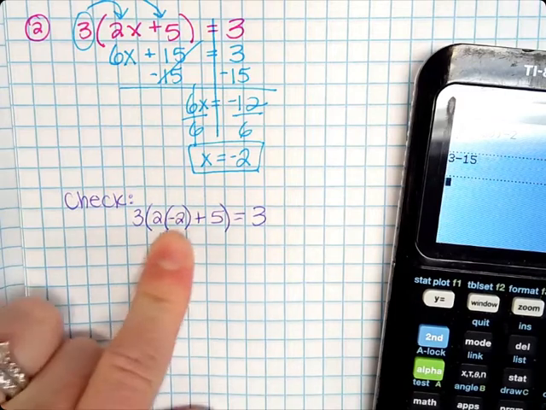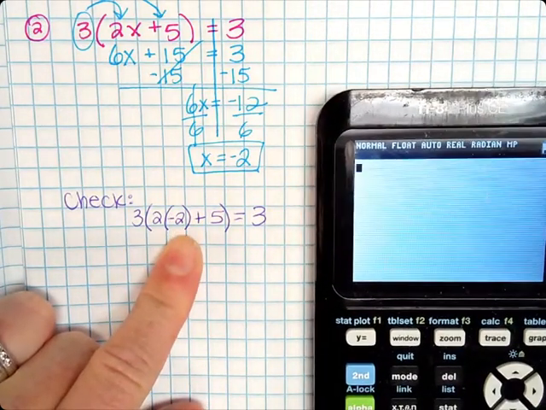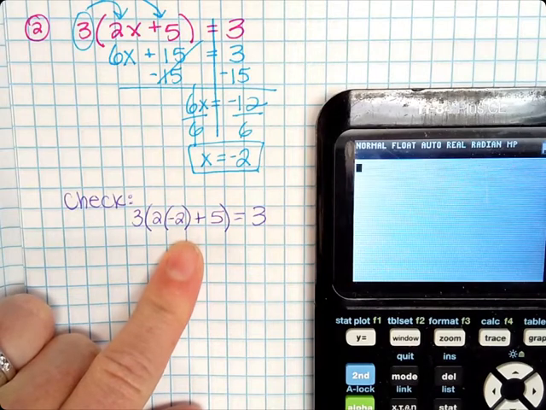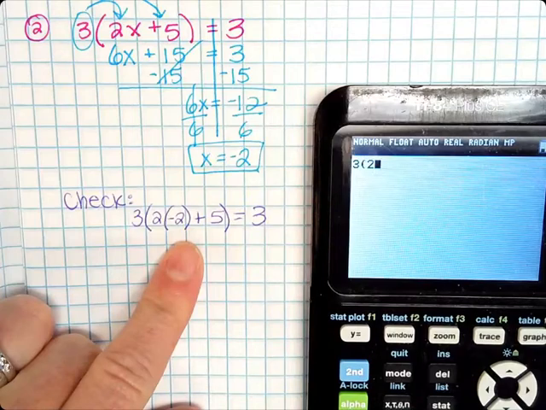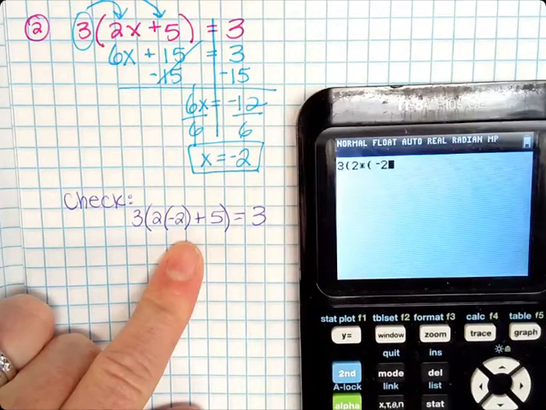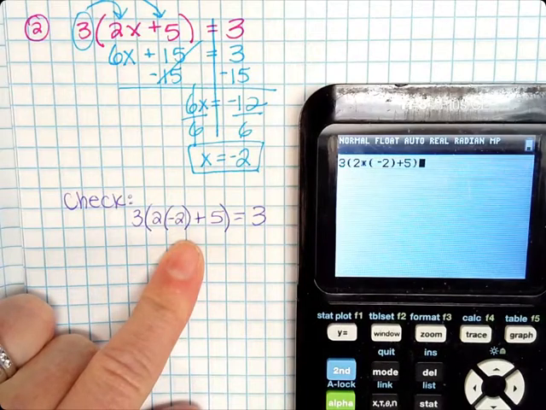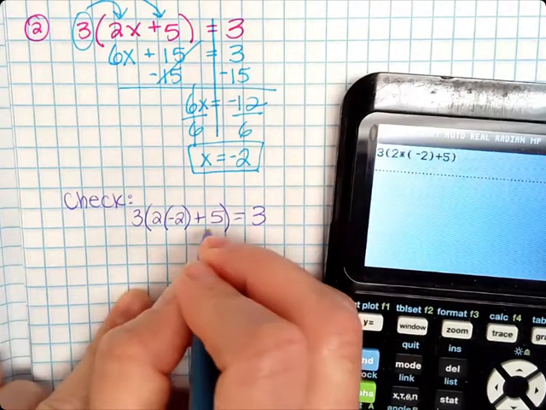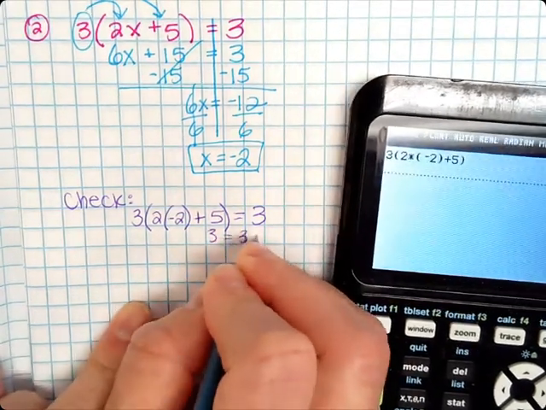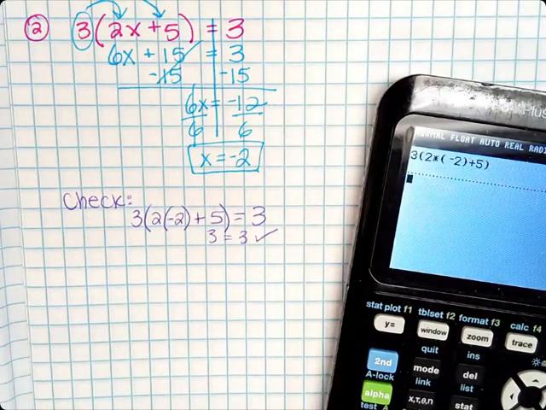So we can put the left side in the calculator. Clear what I have. 3 parentheses 2 times parentheses negative 2 plus 5. And it equals 3. So 3 equals 3. So it makes a true statement. So x truly does equal negative 2.